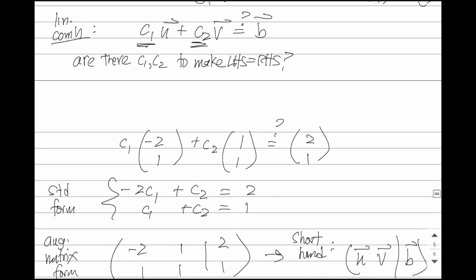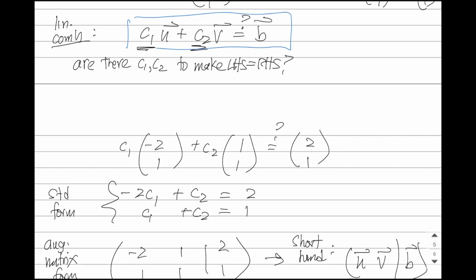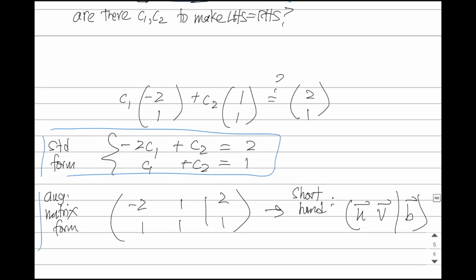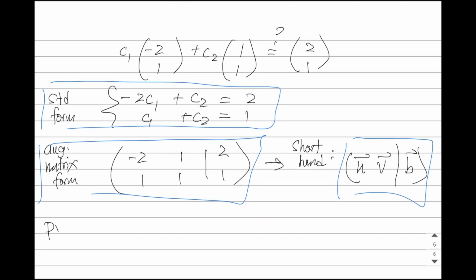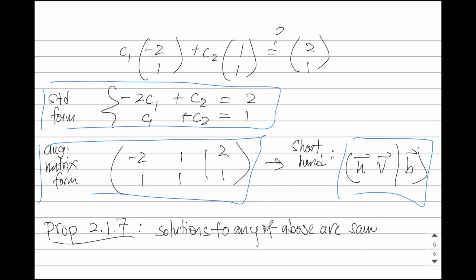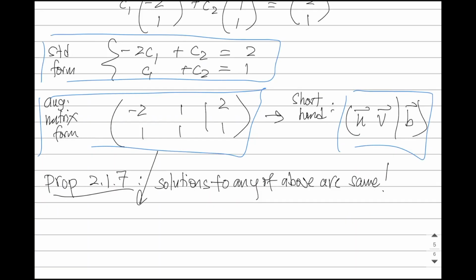Within this one little example, we've got this vector linear combination form, we've got standard form, we've got augmented matrix form, which can also be written in this shorthand form. As you could probably guess, the answers to all of these things are going to be the same. There's something in the textbook called proposition 2.1.7: the solutions to any of the above are the same. The easiest one for us to work with is the augmented matrix form, but conceptually the linear combination form is where we started. So what I'm going to do is row reduce this form.